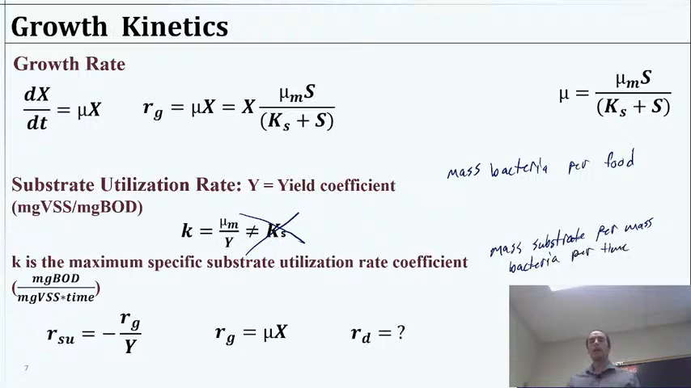The way I have it written here doesn't feel super intuitive on the slides themselves, but think about it in this manner: yield is the mass of bacteria per food. Utilization is mass of food per bacteria over time. Hopefully that makes it clear and helps streamline your understanding. What that does for us is let us get a rate of substrate utilization. That's this RSU here.